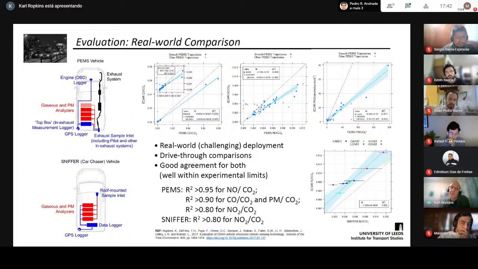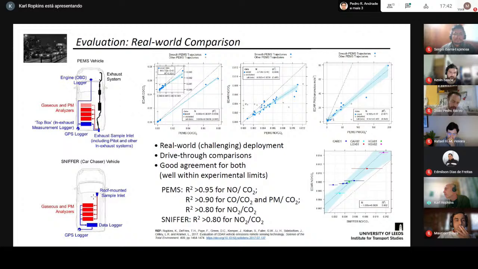So, several sets of data there from PEMS vehicles versus the EDAR. And then afterwards, we did some work with Car Tracer, which might be less familiar to people. Basically, in this instance, you measure the emissions from a point on the front of your car, and you're measuring the vehicles you're following.